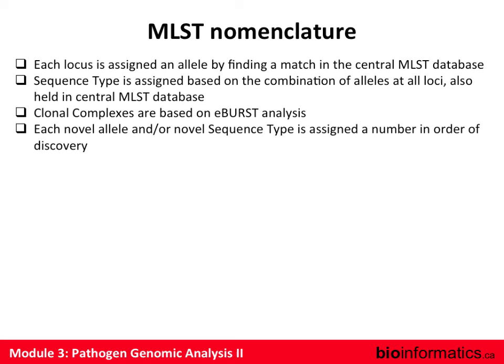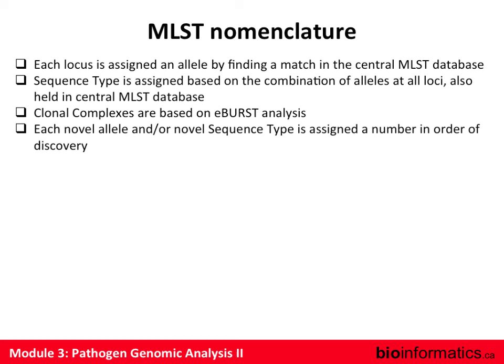As I was saying before, you have a sequence for a particular gene. The sequence becomes irrelevant. We give it a number, and then we compare the numbers, basically. So if you have one strain and it has a number one allele in gene one, and another strain also has a number one allele in gene one, you call that a match. And then you tally it up over the seven genes. So the sequence type is a combination of alleles at the seven genes, or the nine genes, or whatever. And then we assign the clonal complexes based on the BURST analysis that I was just talking about.